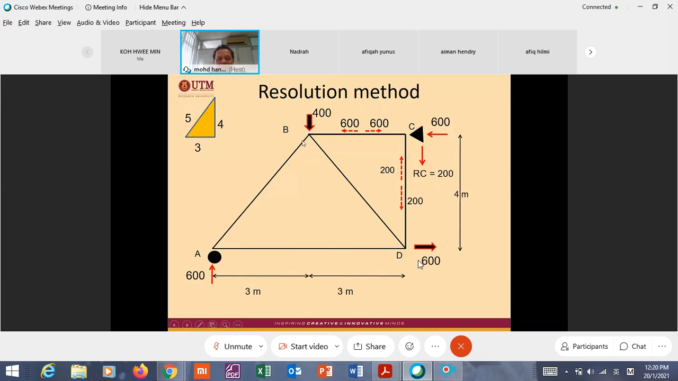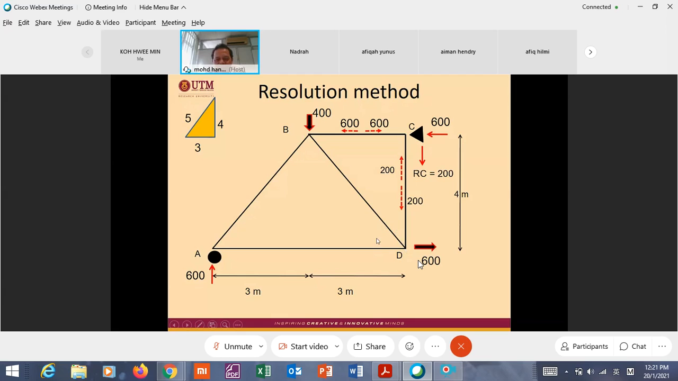So the best choice is to go to D, because if you go to D, you have two members here, and only one member has a rectangular component in X and Y, and AD has no rectangular component, only a horizontal component. Therefore, now you go to D.